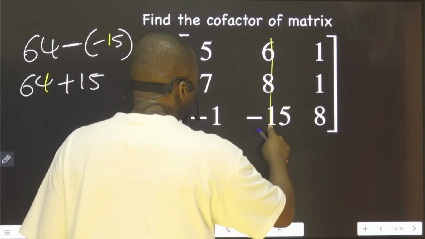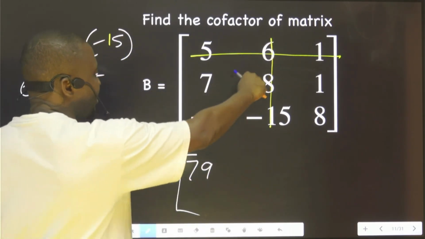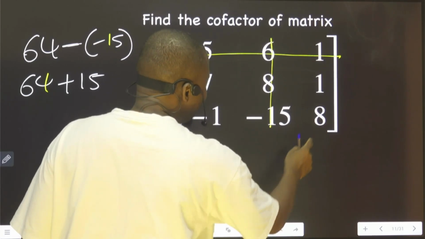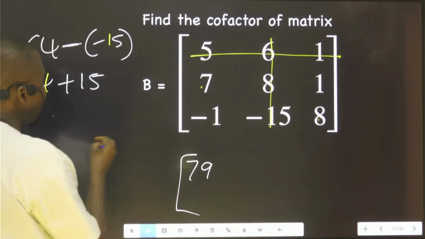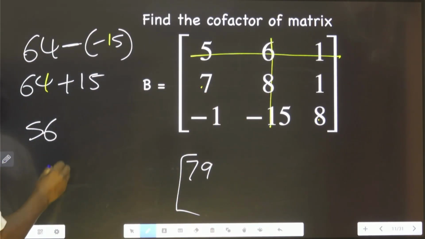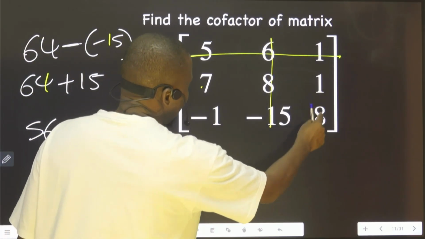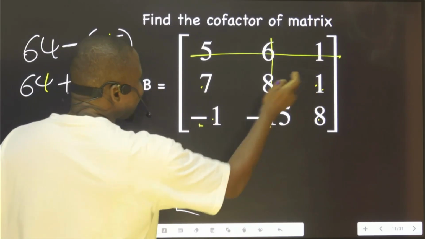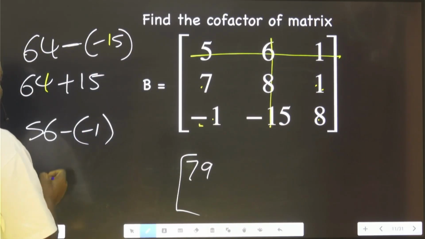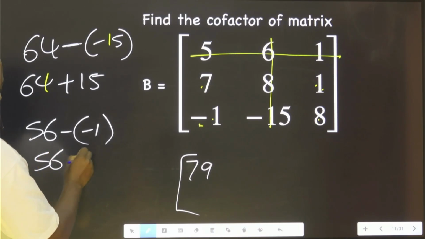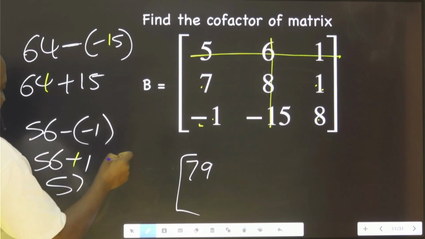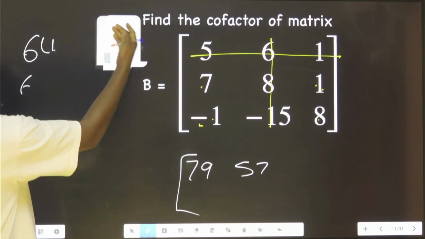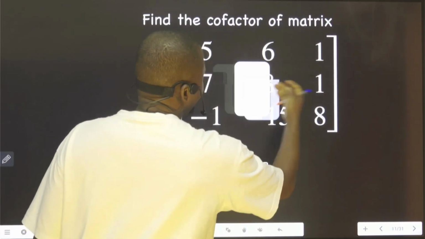Then we go for 6. For 6, all these disappear. These are the remaining elements. So we do this multiplied by this. You agree with me? It is 56. That is this multiplied by this, minus this. Minus 1 multiplied by this is minus 1. That is 56 plus 1, 57. So here is 57. So the minor of 6 is 57.